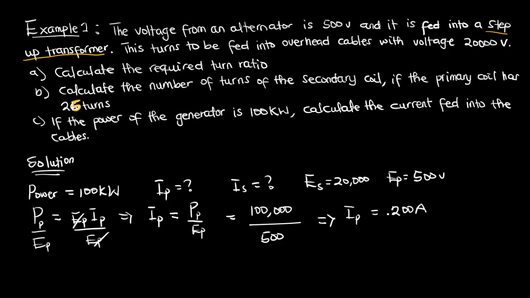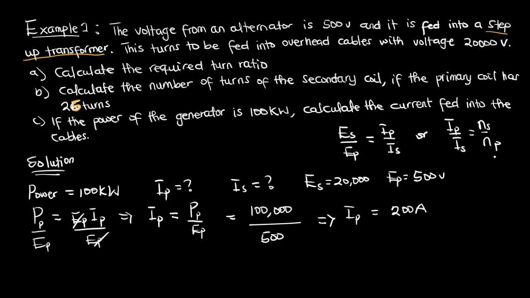Now that I have my current, there are many ways I can go about finding the answer. I can either use EMF in the secondary coil over EMF in the primary coil is equal to current in the primary coil over current in the secondary coil, or I can also use current in primary over current in secondary is equal to the number of turns NS over NP. I can also use this.